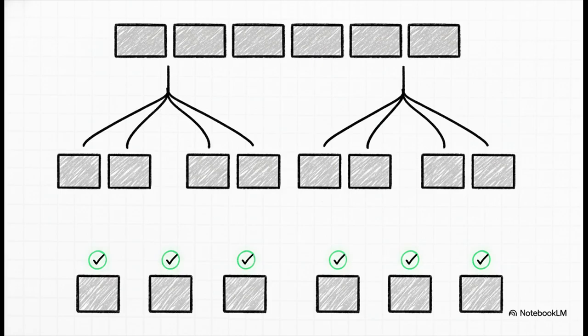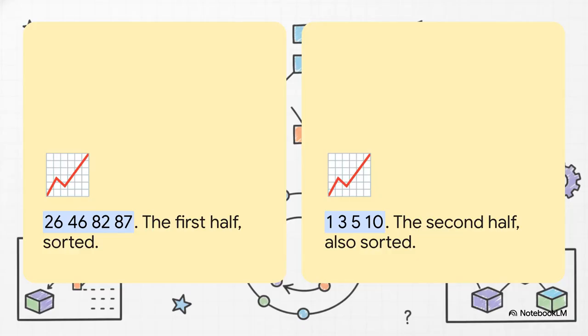Now, why would it do that? Well, because a list with only one item is, by definition, already sorted. The divide phase is now complete. And now for the conquer part.